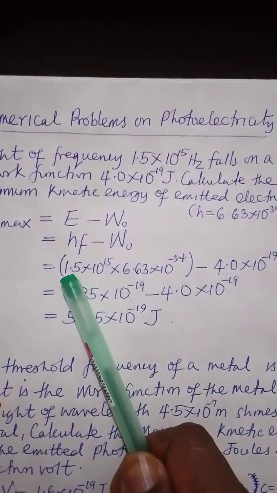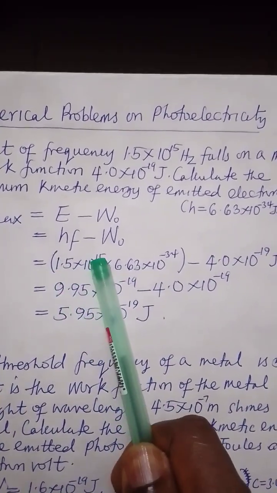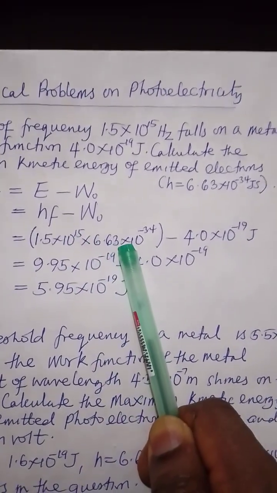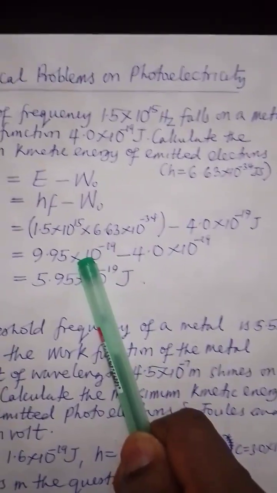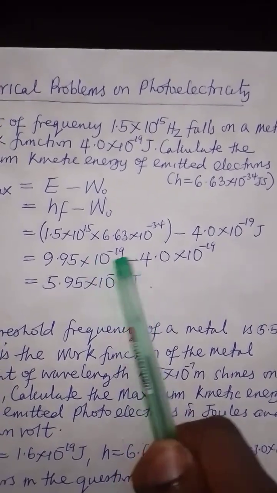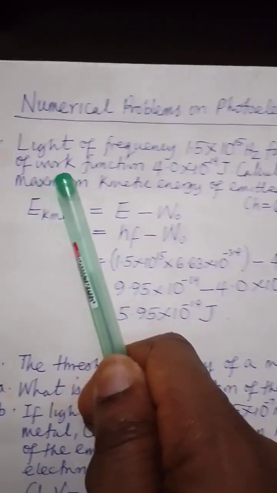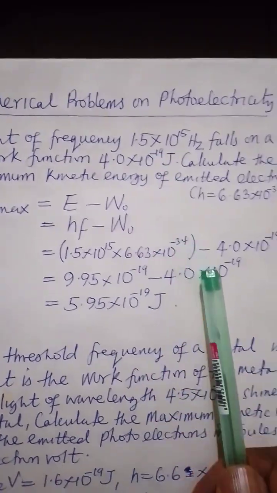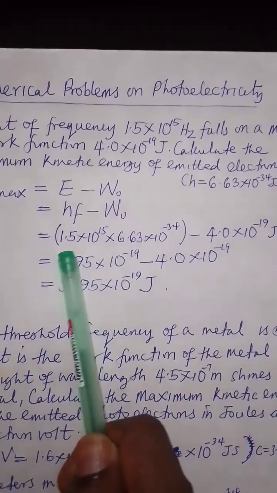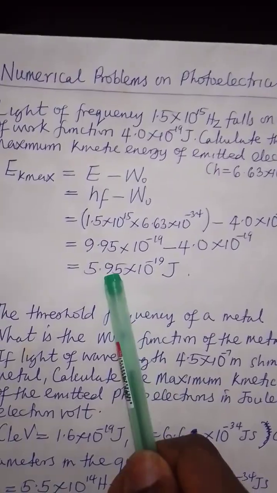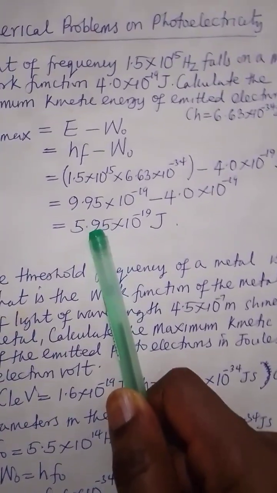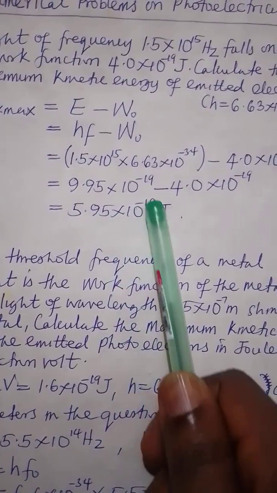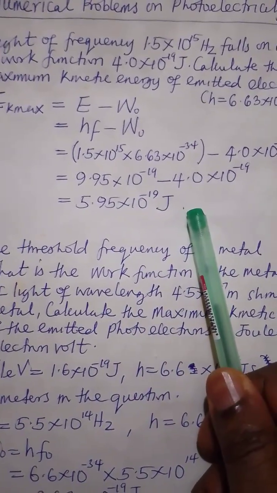So then 1.5 times 10 raised to the power 15, which is the frequency of the incident light, multiplied by Planck's constant, gives us the photon energy. Don't forget the work function is given as 4.0 times 10 raised to the power minus 19. And then if we resolve this appropriately, our maximum kinetic energy becomes 5.95 times 10 raised to the power minus 19 joules.